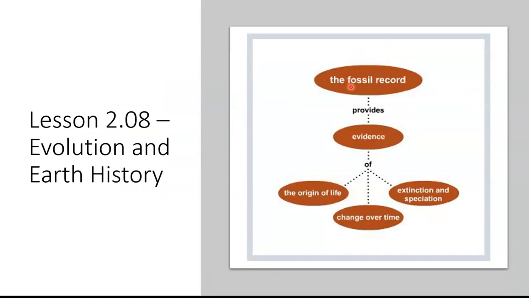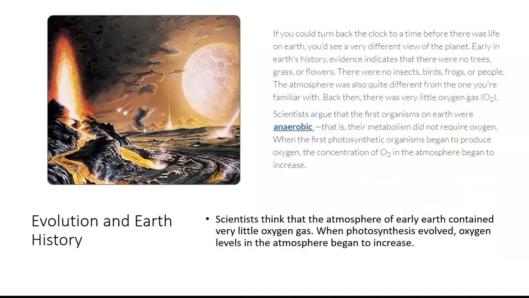Again, the fossil record provides evidence of the origin of life, change over time, otherwise known as evolution, and extinction and speciation. If you could turn back the clock to a time before there was life on Earth, you'd see a very different view of the planet. Early in Earth's history, evidence indicates that there were no trees, grass, or flowers. There were no insects, birds, frogs, or people. The atmosphere was also quite different from the one you're familiar with. Back then, there was very little oxygen gas.